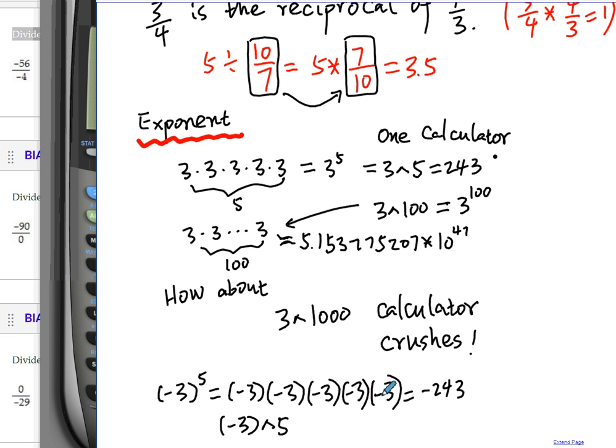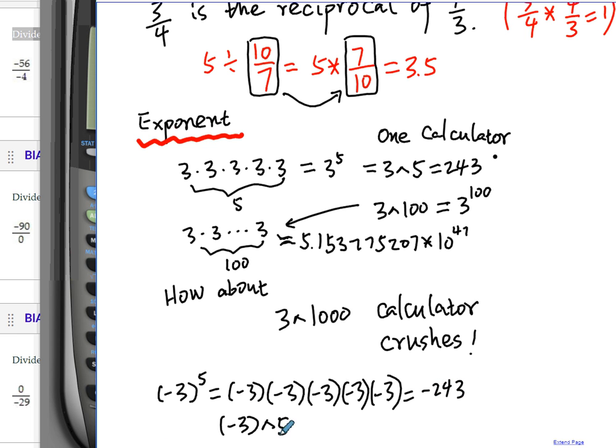Okay. Now, here I want to point out, how about negative 3 to the 5th? That's this meaning. Negative 3 times negative 3, 5 times. Because there are 5 negatives, the final answer is negative. And then we know 3 to the 5th is 243. So here is 243, but it is negative.